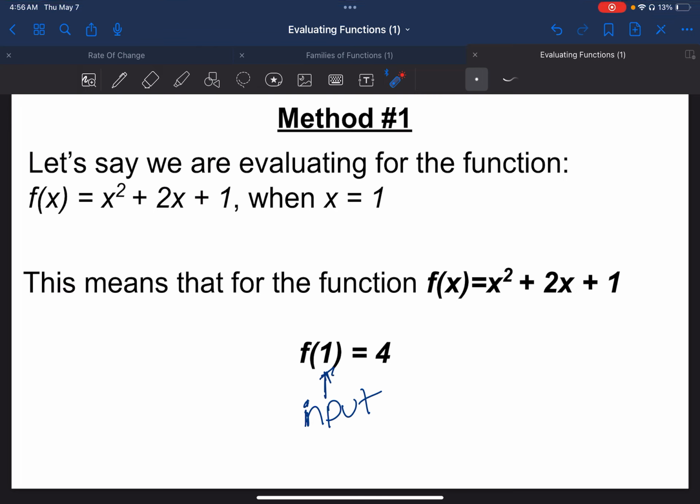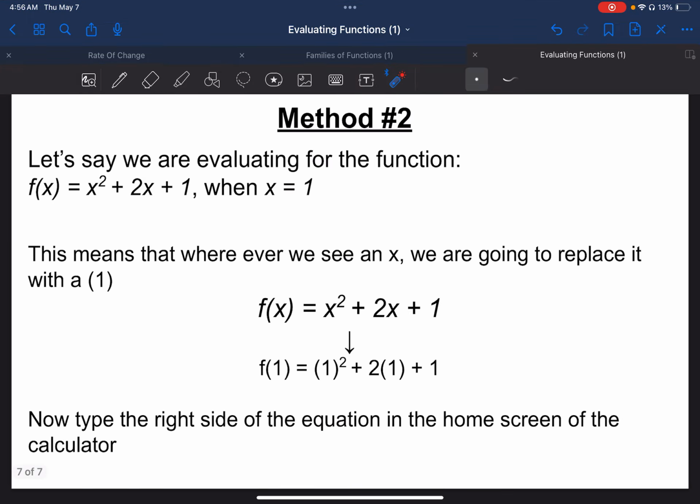So that was the first method. Pretty much using the table. You already know how to use the table. You're really good with finding the table in the calculator. So you're just interpreting the fact that f of 1 equals 4. So that's the first method.